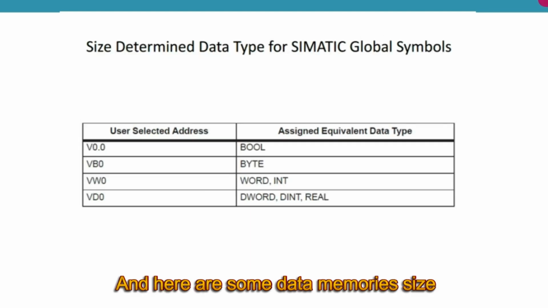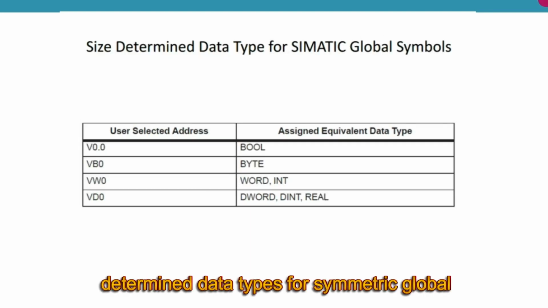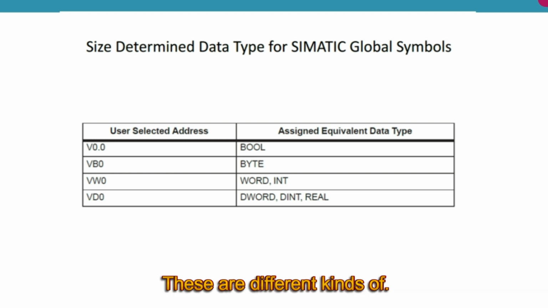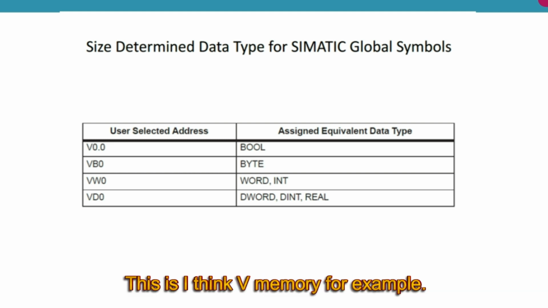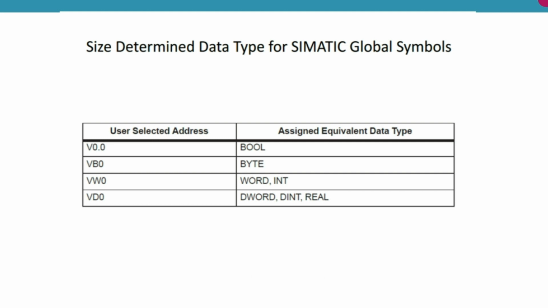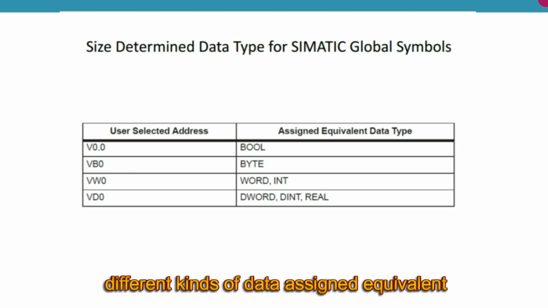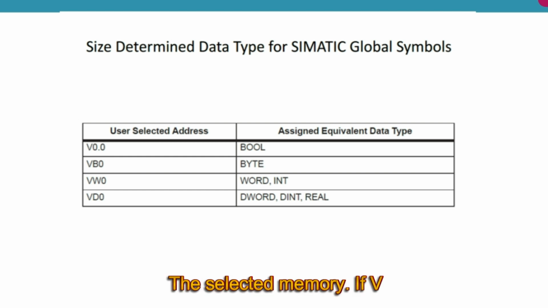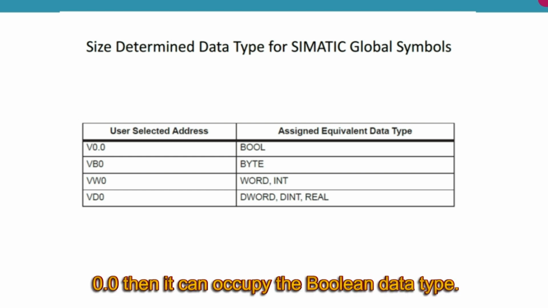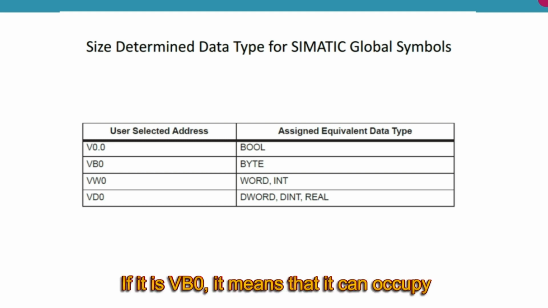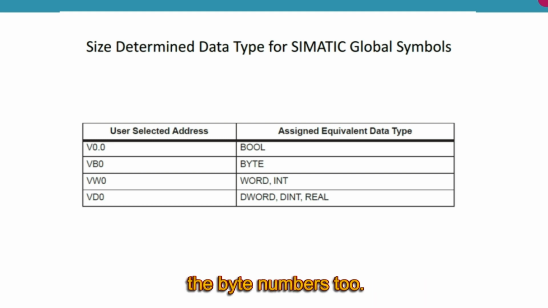And here are some data memories. Size determined data types for SIMATIC global symbols. These are different kinds of, I think, V memory. For example, these are the V memory and different kinds of data assigned equivalent data type. If the selected memory is V0.0, then it can occupy the Boolean data type. If it is VB0, it means that it can occupy the byte numbers too. It is used for the byte numbers.